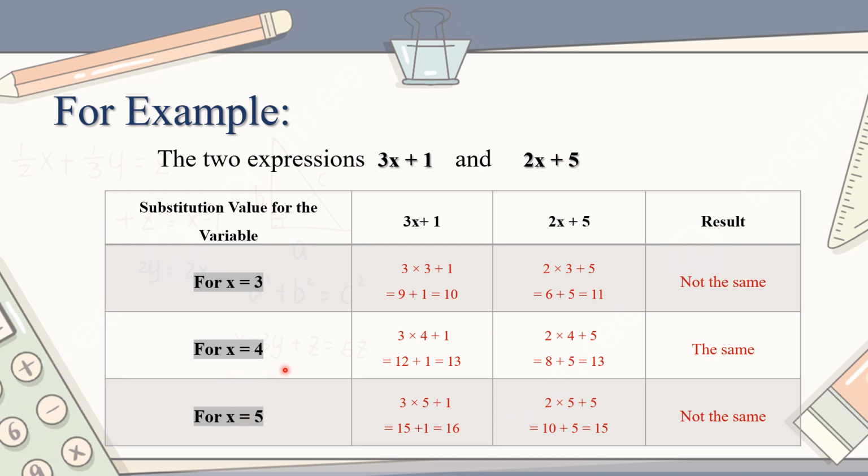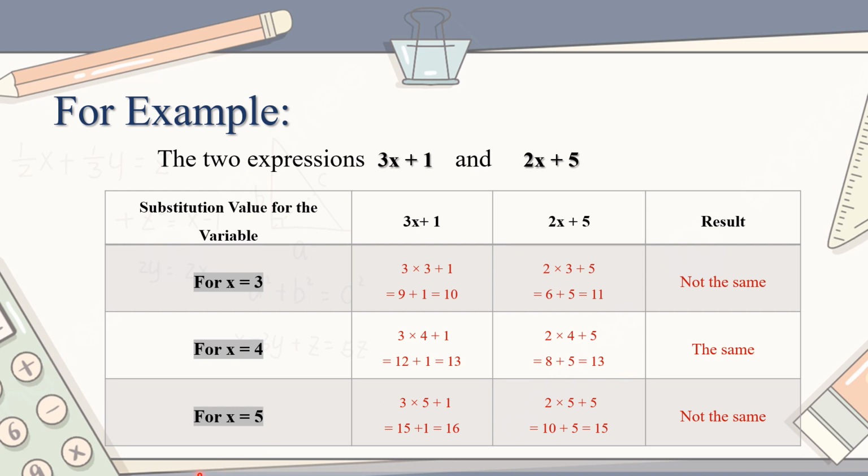For x equals 4, if we substitute with 4, 3 times 4 plus 1: 3 times 4 equals 12, plus 1 equals 13. And on the second expression, 2 times 4 plus 5: 2 times 4 equals 8, plus 5 equals 13. The two expressions are equal in this case only.